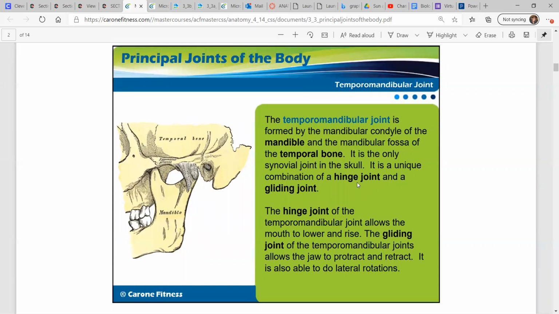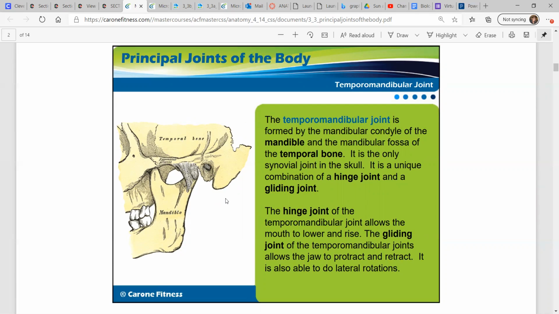The temporomandibular joint is formed by the mandibular condyle of the mandible and the mandibular fossa of the temporal bone. So we have the mandible right here, and then the temporal bone up here. And right between those, we have the temporomandibular joint. It's actually the only synovial joint in the skull. It's a combo of a hinge joint and a gliding joint.